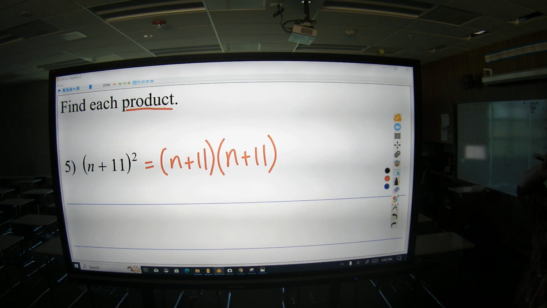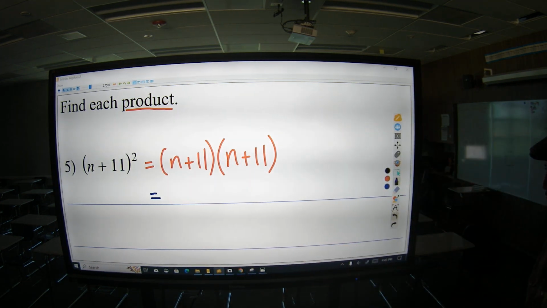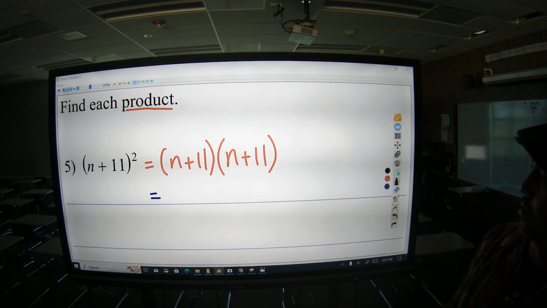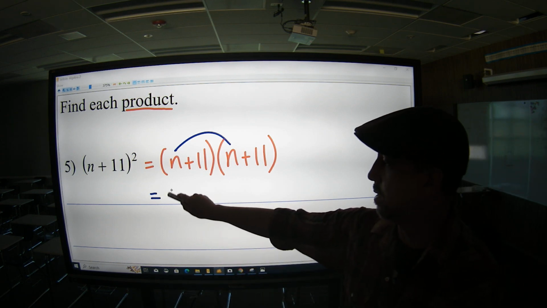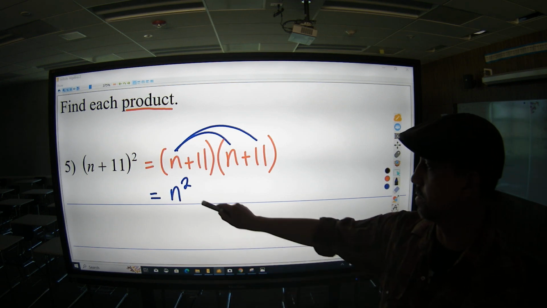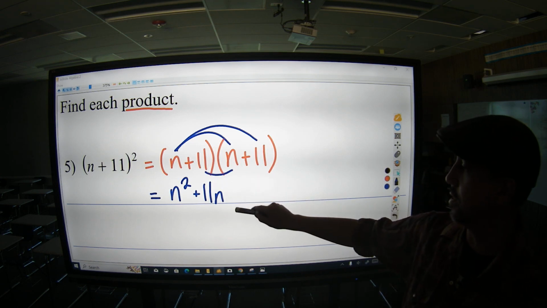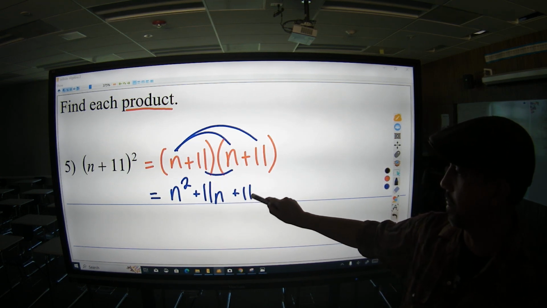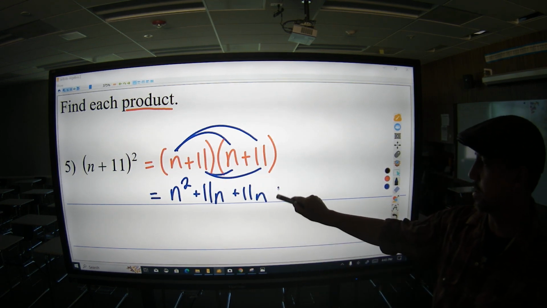Okay, when we do the FOIL method to multiply these things out, something that you guys should be well versed in by this point because we've been doing it for a while, but we'll practice it just to brush up on it. Okay, so the first times the first, so we'll do n times n, and that will give me n squared. Then I have to do n times 11, the outside terms, then we'll get 11n. Now I'll end up doing 11 times n, and that will again give me 11n. And lastly, I'm going to multiply 11 times 11, and that'll give me 121.